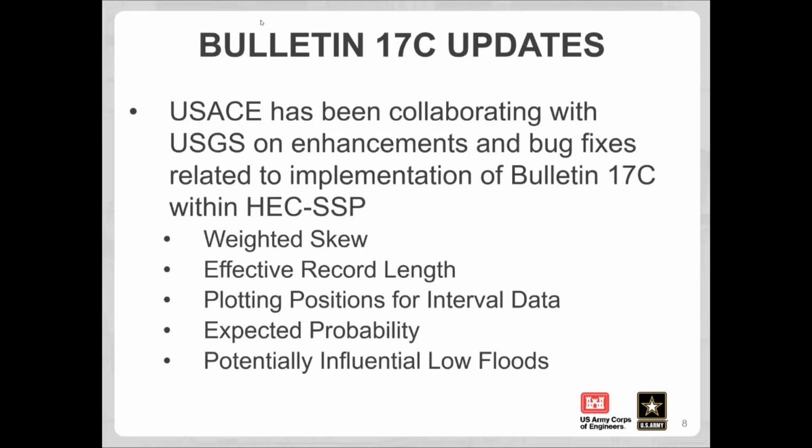I'm going to talk about 5 things, many of which we've been working with the USGS in a collaborative effort to make some improvements to the implementation of 17C. So I'm going to talk about weighted skew, effective record length, plotting positions, expected probability, and then low outliers or potentially influential low floods. If you go to the next slide, Mike.